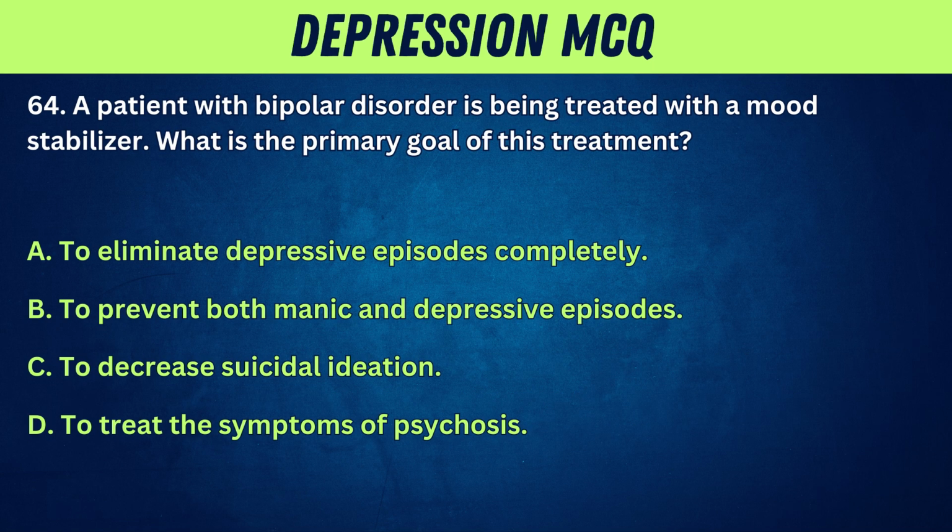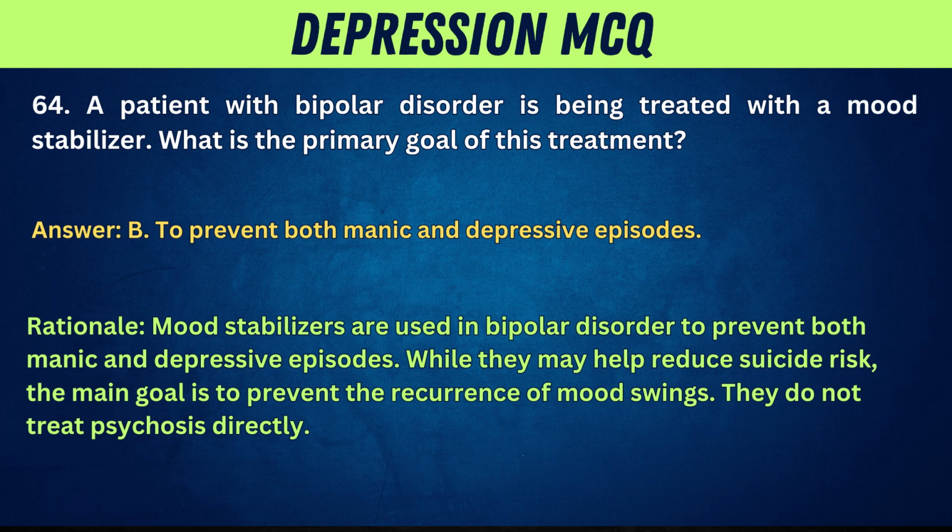64. A patient with bipolar disorder is being treated with a mood stabilizer. What is the primary goal of this treatment? A. To eliminate depressive episodes completely. B. To prevent both manic and depressive episodes. C. To decrease suicidal ideation. D. To treat the symptoms of psychosis. Answer: B. To prevent both manic and depressive episodes.